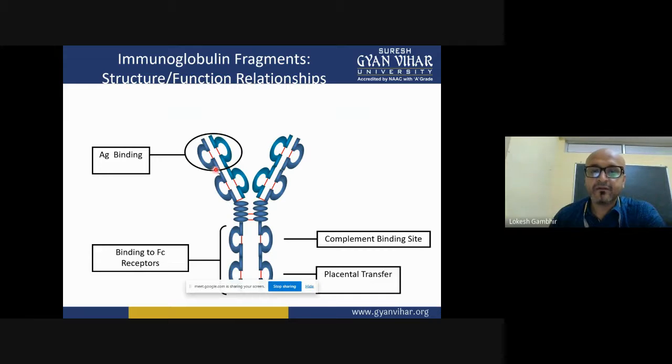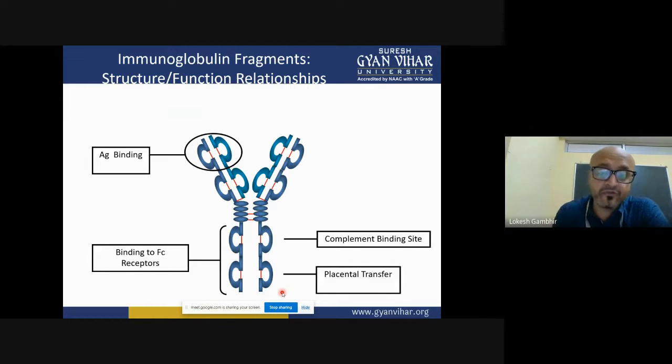And the upper domain in both heavy and light chain is actually the antigen binding region, which I am circling here, and this is called the variable region, whereas the other 3 are constant regions. So if this is the antigen binding site, then this particular portion is responsible for activating the immune cells.